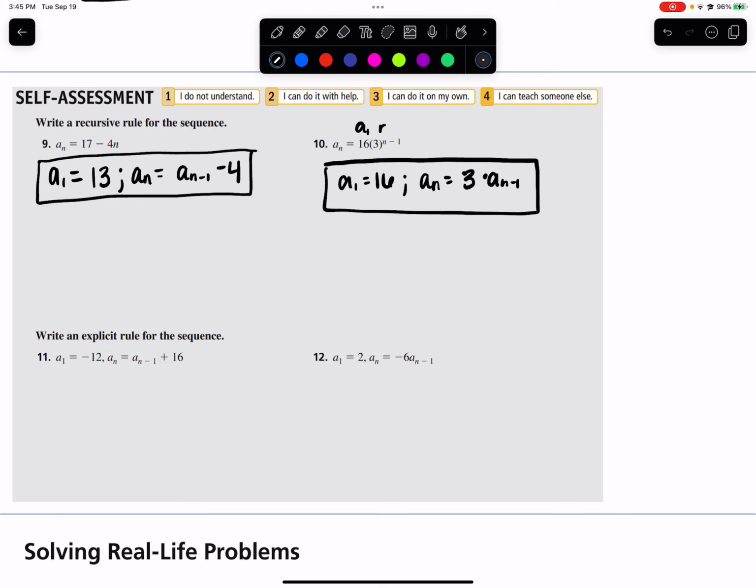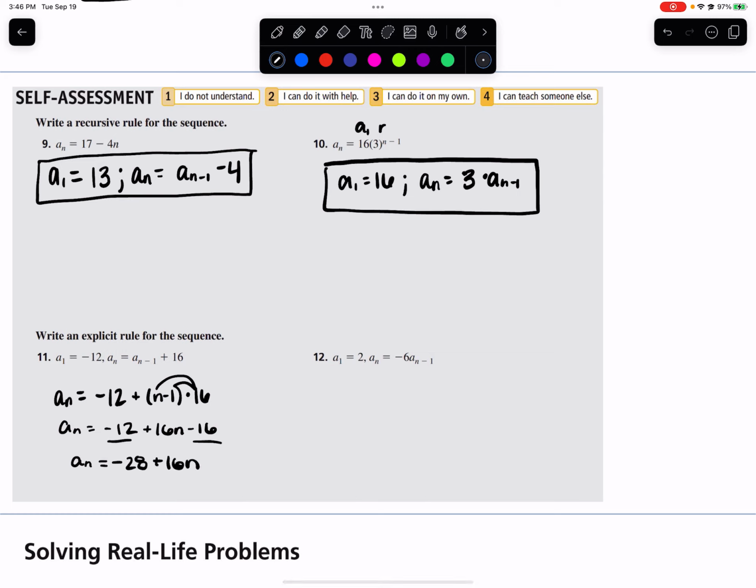All right, going from recursive to explicit with numbers 11 and 12. Number 11, a sub 1 is negative 12. Common difference is 16. So a sub n equals negative 12 plus n minus 1 times my common difference, 16. And then we simplify. Negative 12 plus 16n minus 16. Combine like terms. A sub n equals negative 12 minus 16 is negative 28 plus 16n.